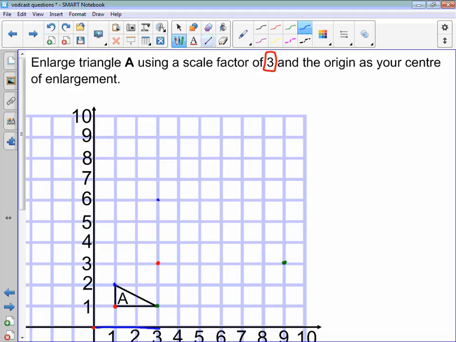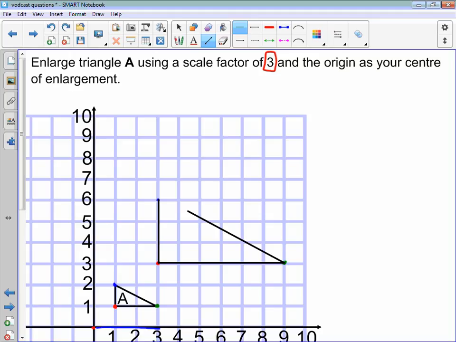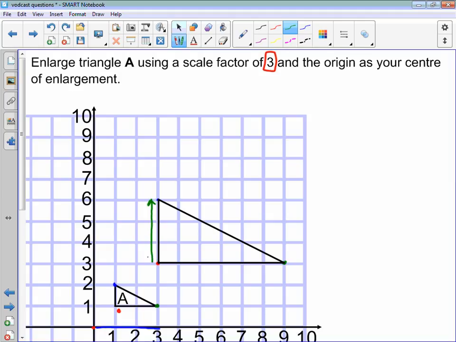I then need to connect these points with straight lines so that we can see where the triangle is. Now to check that my enlargement has happened correctly, I can look at the lengths of the lines that I have got. Now this side on my enlarged triangle is 3, and the corresponding side on my smaller triangle is 1. That means the side length's been multiplied by 3, which is in line with my scale factor.